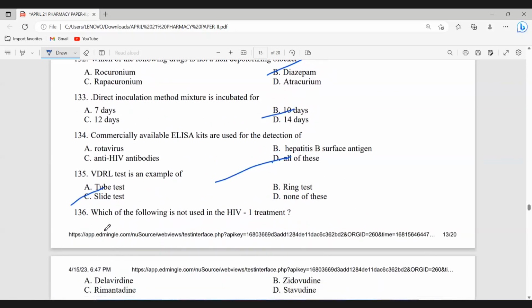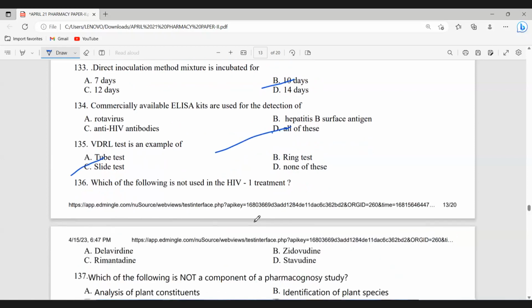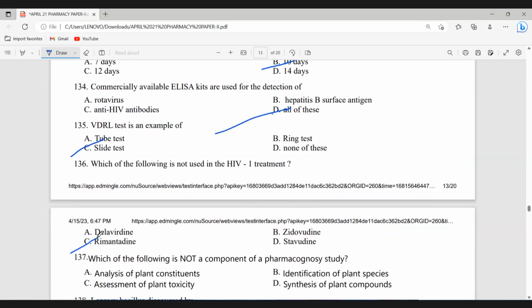136. Which of the following is not used in HIV-1 treatment? Not used in HIV-1 treatment, it is rimantadine. Rimantadine is used in influenza A treatment.